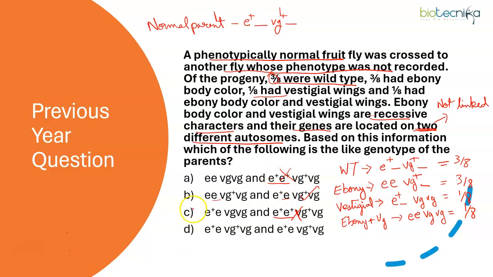What about option D? In option D, again, both the parents have at least one small e allele, so this is again a possibility. Okay, now let's look into the proportion here. The proportion expected is 3 by 8, 3 by 8, 1 by 8, 1 by 8. Now if you see this option D, the genotype of this option D is what? Both the parents are heterozygous for both the genes.